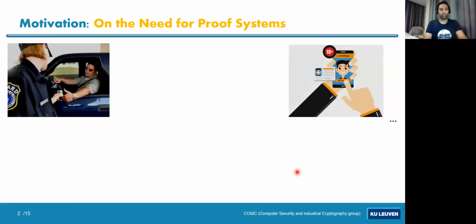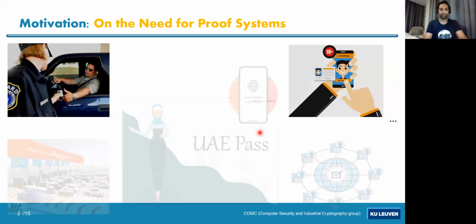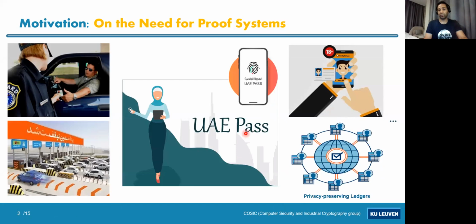This usually happens in our daily life, that we need to prove some statements. For example, we need to prove that we have a valid driving license from an authority. And sometimes we need to prove that we are over 18 to get access to some services. Even here, there are systems like the UAE Pass that allow you to prove your identity to get access to some services that the government or different companies are providing.